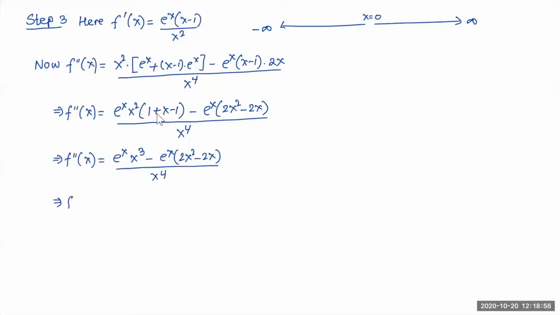Let's go further. Now you can clearly see here we have an x, here is x squared, and here we have x cubed, so you can factor out x, and also you can factor out e to the x. So if you factor out x times e to the x out, you are left with x squared minus, now negative, when you distribute, that will be negative 2x minus 2, all divided by x to the 4.